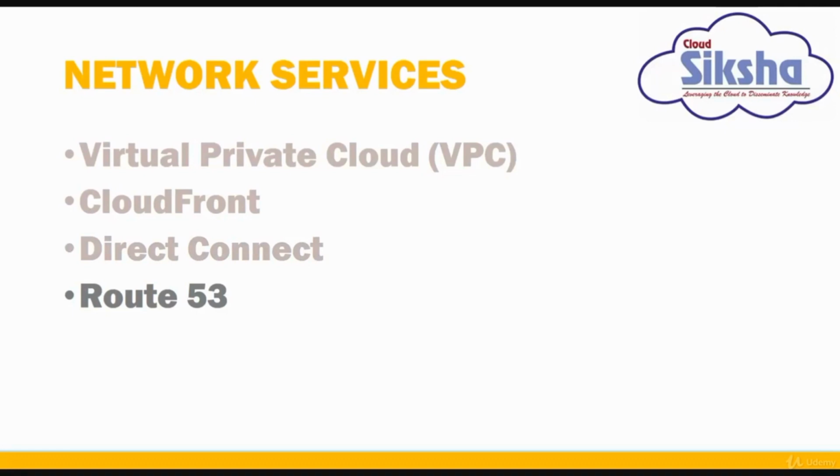Another network service which is used by a lot of people is Amazon Route 53. Now, this is a DNS service or domain name system web service. You are going to get an extremely reliable and cost-effective way to resolve your names to IPs, which is what the DNS system does. Amazon Route 53 is fully compliant with IPv6 as well. It's a very highly available and scalable DNS service.